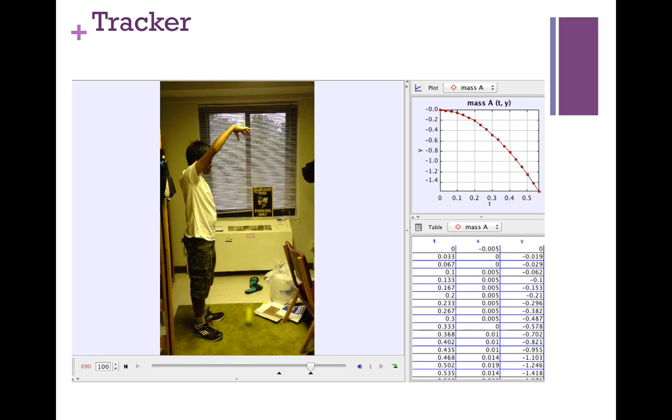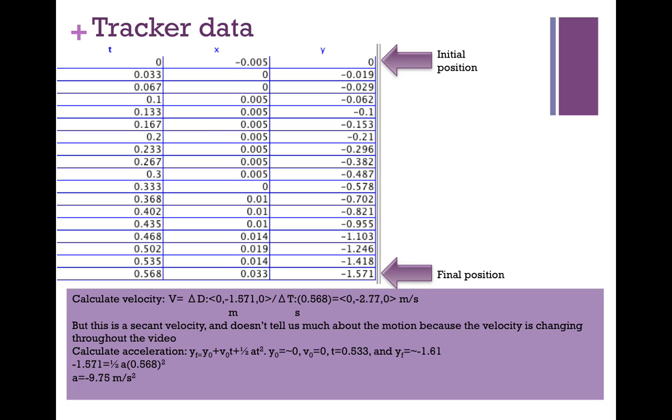Here's Tracker. I observed a person in a dorm dropping a tennis ball. I picked 1.8 meters for the calibration, which was the height of the person in the dorm. I set the axes to the initial point of the tennis ball when it was in the person's hand. And I used the center of the tennis ball as my point of mass. You can see the graph here and the data. And here's a better look at the data.